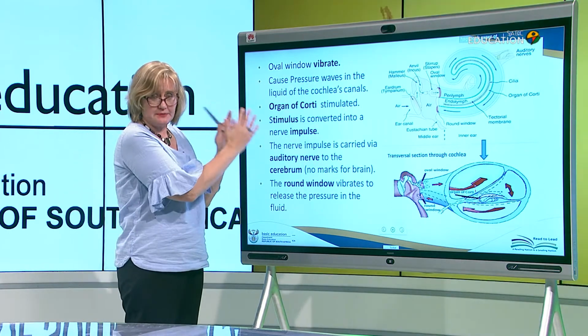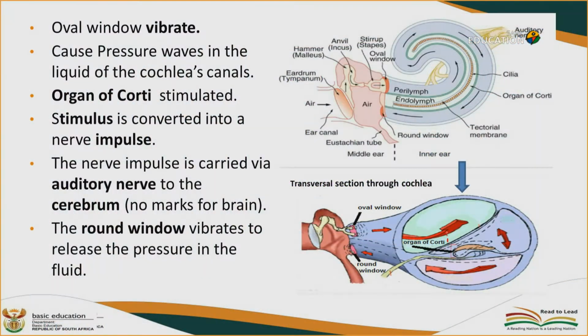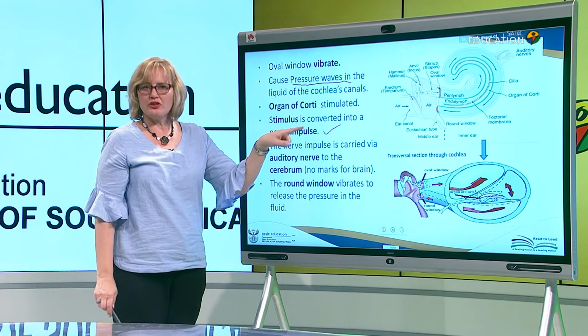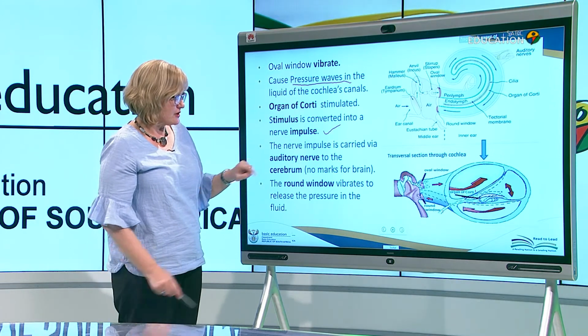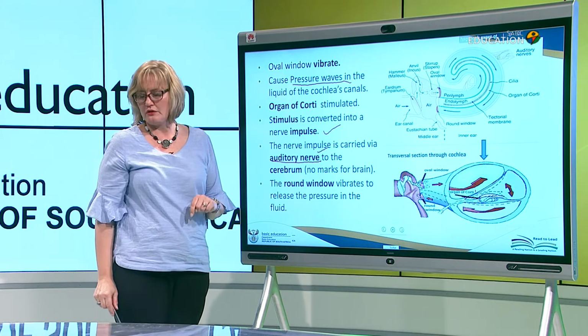Right, this part here. Firstly, you need to know that the oval window vibrates. It causes pressure waves, right? Pressure waves in the fluid or the liquid of the cochlea. The organ of Corti is so important, that word, organ of Corti, is stimulated. Stimulus is converted into nerve impulse. Sure, that's 1 mark. People, you must know that sentence. Stimulus is converted into impulse. The nerve impulse is carried via the auditory nerve. That's always 1 mark as well, right?